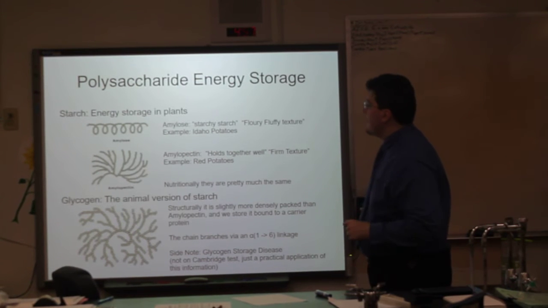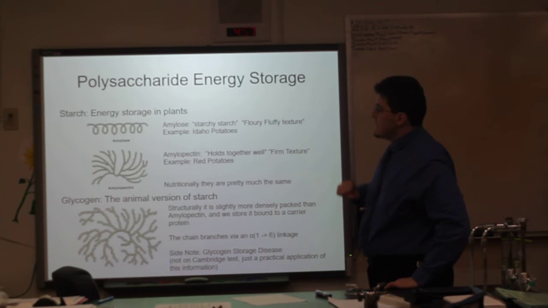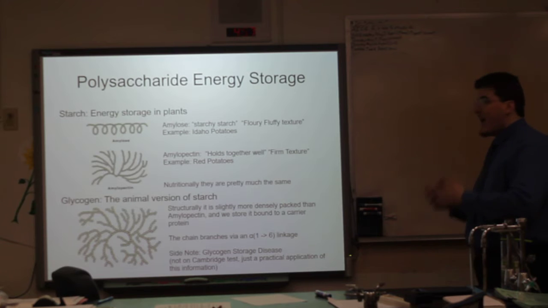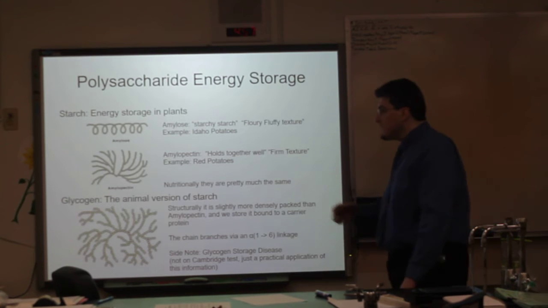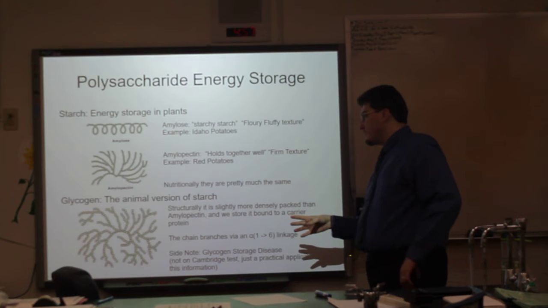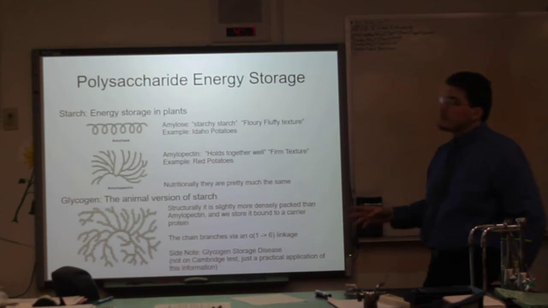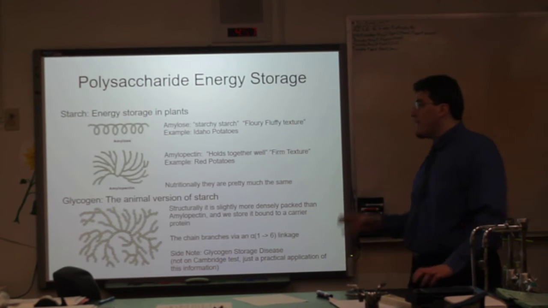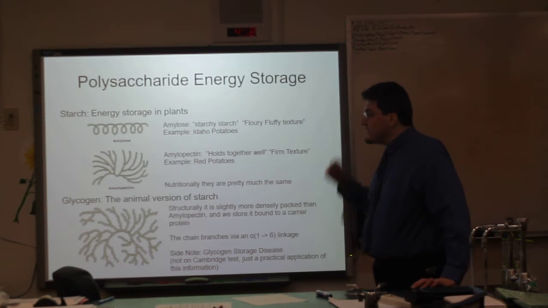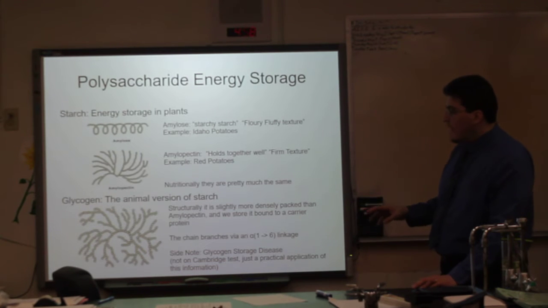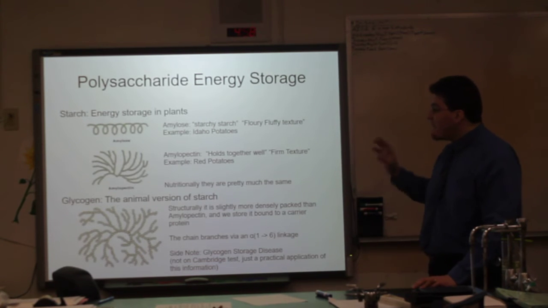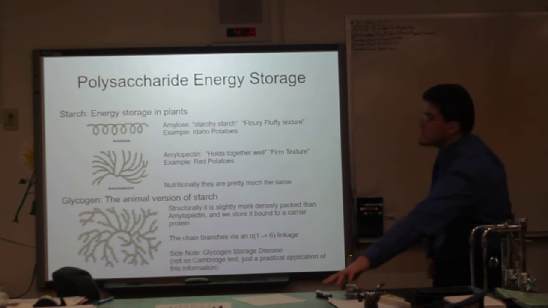All right, so glycogen is the animal energy storage molecule. This is the fuel storage. This is all alpha glucose. Structurally, it is very similar to amylopectin, but it is more densely packed. There are more branches of the alpha 1,6 linkage that we discussed before.